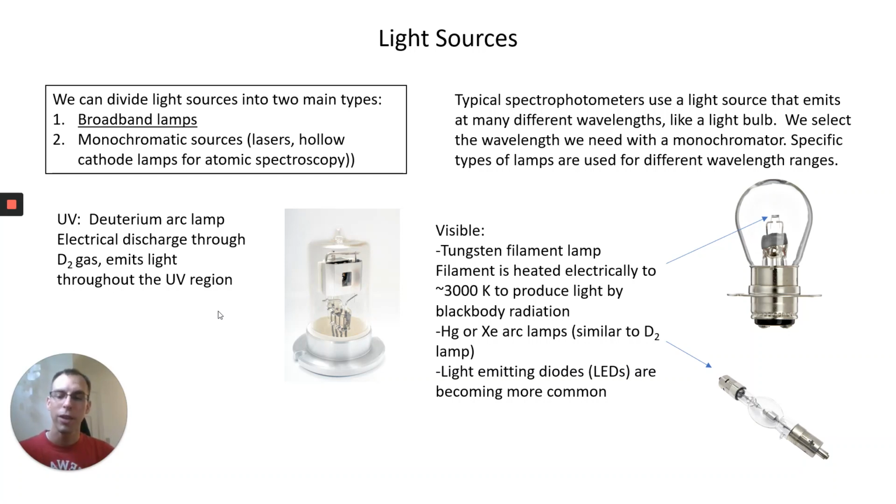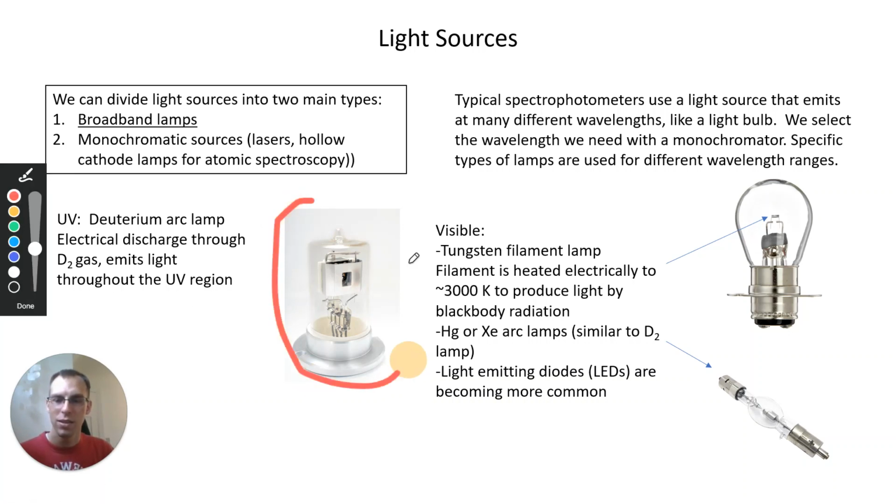And so the type of lamp you use depends on the wavelength range that you need. The three main wavelength ranges we'll consider are ultraviolet, UV, visible light, and then infrared light. For ultraviolet light, the most common lamp source is a deuterium arc lamp. I have a picture of it here that I found on Wikipedia. And so this is it right here.